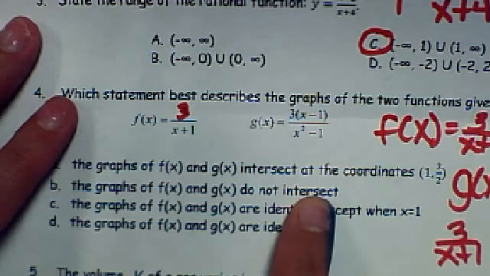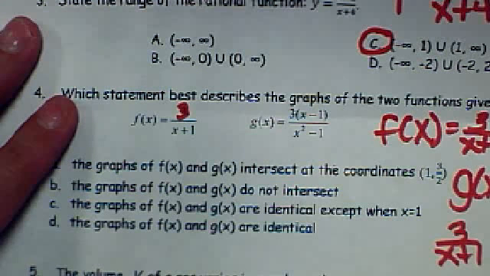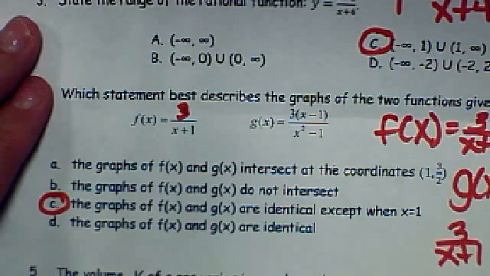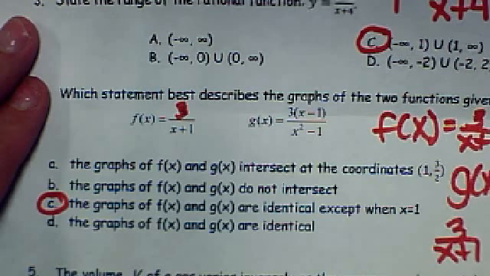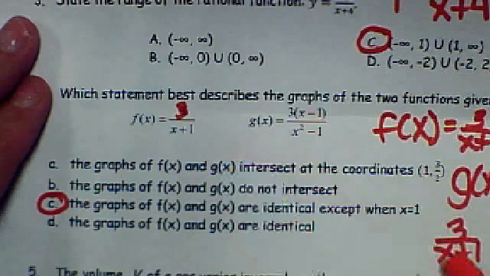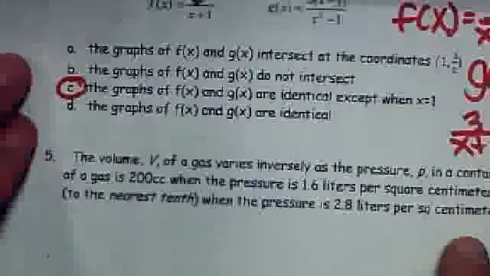They do not intersect. Well, that's not true, because they're the same thing, except g of x has a hole there. Is that what C says? Yes. So we factored that second one, and I canceled, and when I canceled, that created a hole. Then after those canceled, I have the exact same graph, except I have a hole there. So you have to make sure you have that hole.